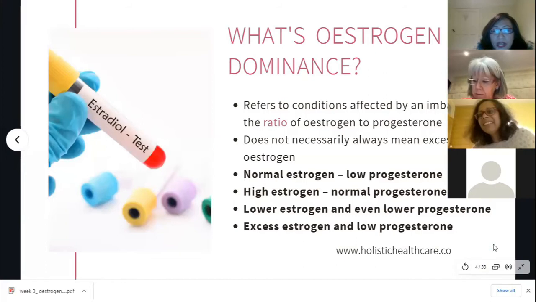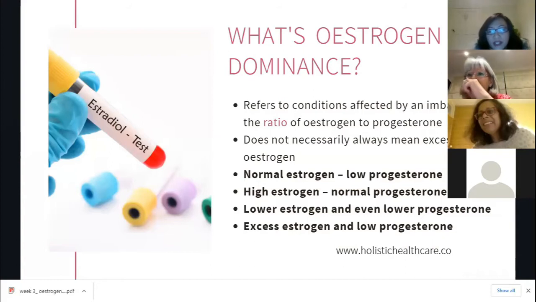So for example, you could have normal estrogen but low progesterone. That means you have a high estrogen ratio to progesterone, which means you've got estrogen dominance. If you imagine a scale, on one end you've got estrogen, on the other end you've got progesterone. So anything that tips the scale so that estrogen becomes high compared to progesterone, then you've got estrogen dominance. Does that make sense?